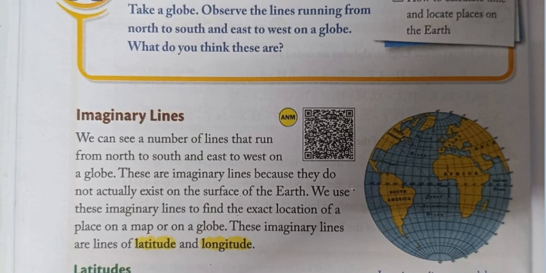The one which goes from here to here is latitude, and the one which goes from here to here is longitude. So all the lines which are going north to south are latitude, and all the lines which are going east to west, all these lines are longitude or latitude.